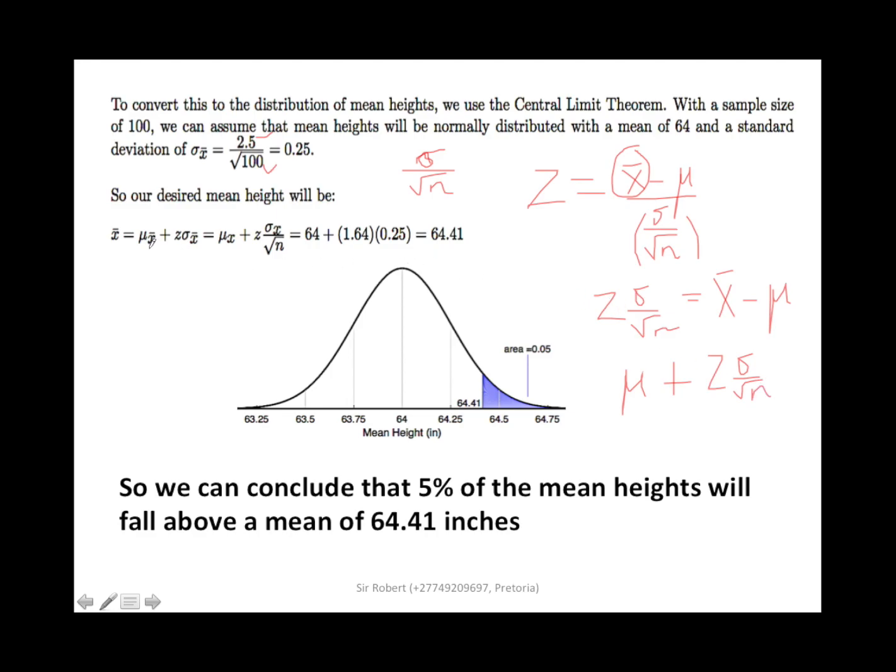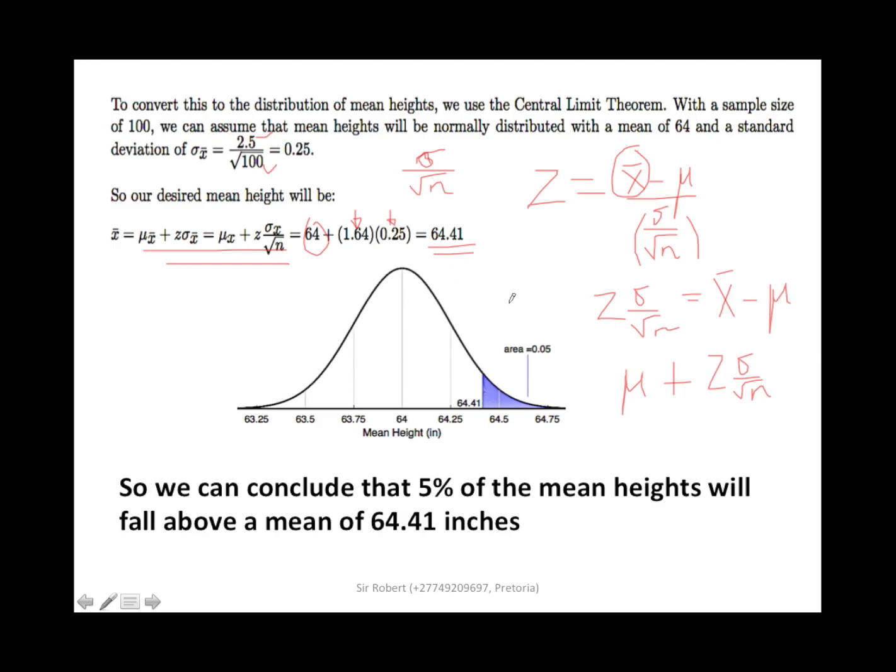So this is how we reach this point. Once you are here, you know your mu, you know your z value you got in the previous slide, and you know your standard error. So once you do that, you get your x.